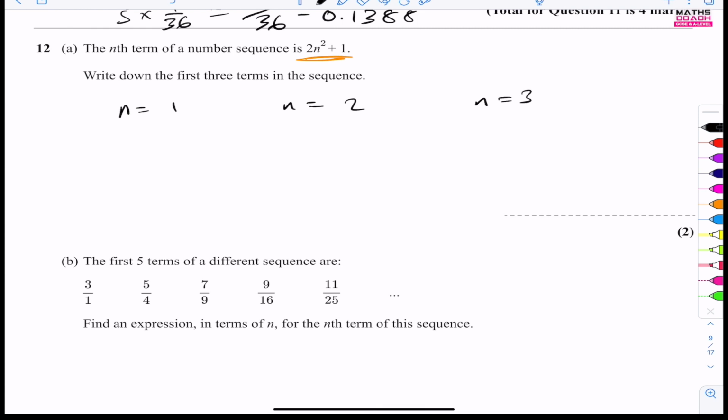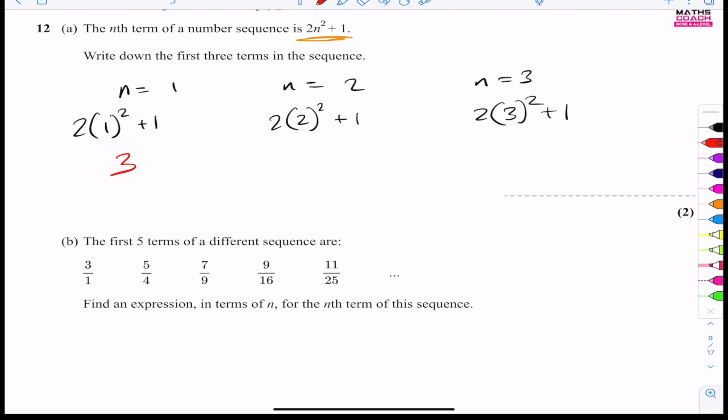So the first one is 2 times 1 squared plus 1, the second one is 2 times 2 squared plus 1, and the third one will be 2 times 3 squared plus 1. So let's go back and work this out now. 1 squared times 2 plus 1 gives us 3. So the first one gives us 3. The second one, 2 squared is 4, times 2 is 8, plus 1 is 9. 3 squared is 9, times 2 is 18, plus 1 is 19. So the first 3 terms are 3, 9, and 19.